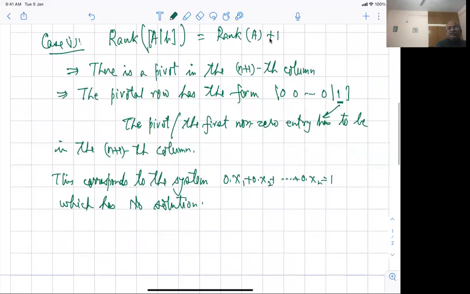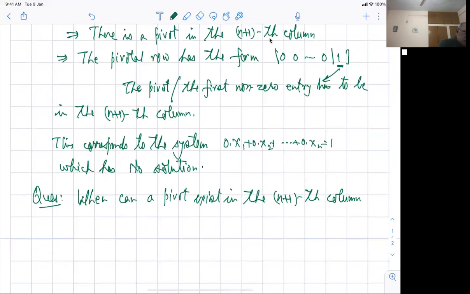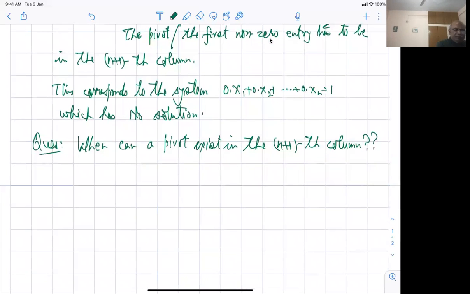So we have things that we need to understand. Question: when can a pivot exist in the n+1 column? We cannot answer it fully now, but at least some things we can say here. For example, we can say that the vector b has to be a non-zero vector.